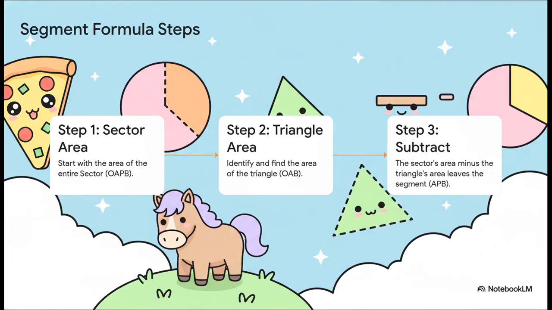Let's really visualize this for a second. First, you calculate the area of the entire slice, the sector. Got it? Okay. Next, you find the area of just that inner triangle. And finally, you just subtract the triangle from the sector. Whatever's left over, that's your segment. It's a beautiful visual way to understand it.